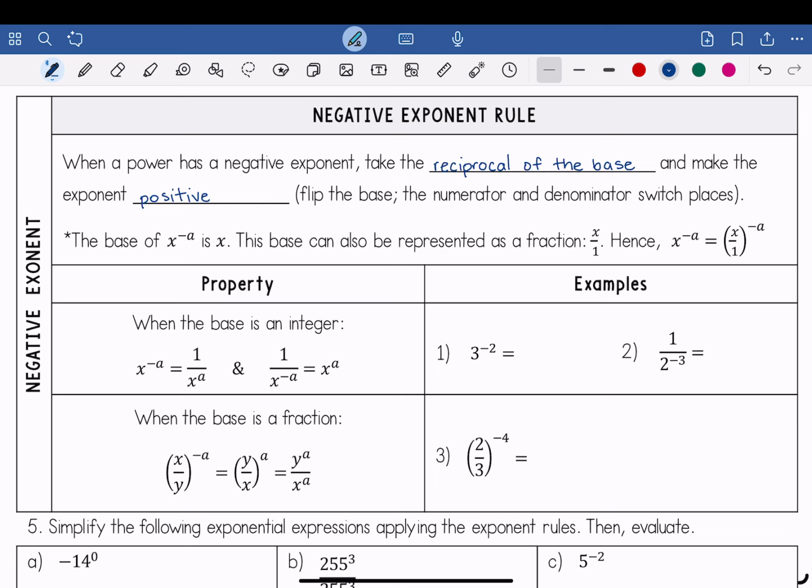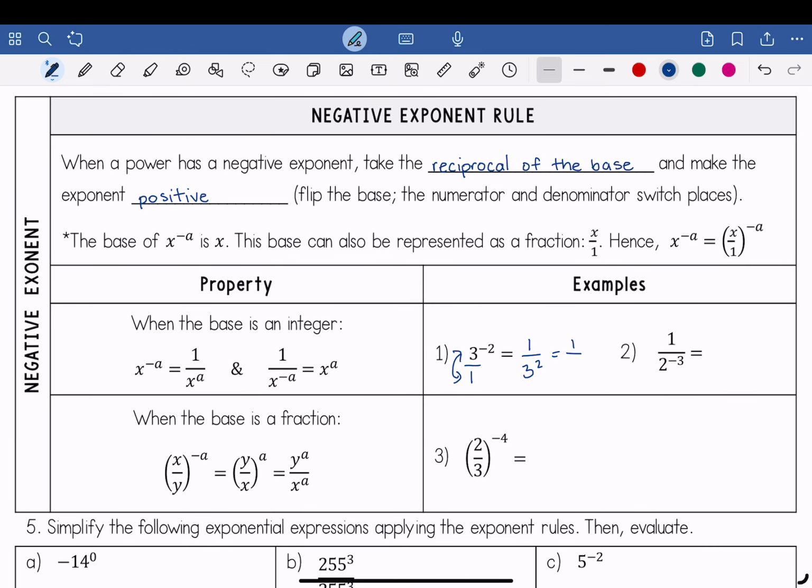3 to the power of negative 2. It's as if it's over an imaginary 1, so you switch places, the 3 and the 1. It now becomes 1 over 3 to the power of 2, the positive exponent that was previously a negative exponent, which is equal to 1 over 9. Example 2. So now we have the numerator is 1, and the negative exponent is in the denominator, the base, the 2. Therefore, we flip it to the numerator, so 2 to the power of 3 over 1. Imaginary 1, we don't have to rewrite that. Therefore, it equals 2 to the power of 3 is 8.